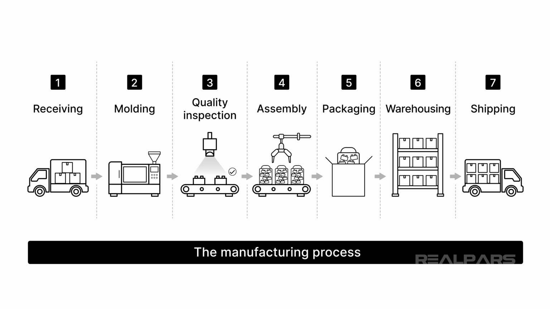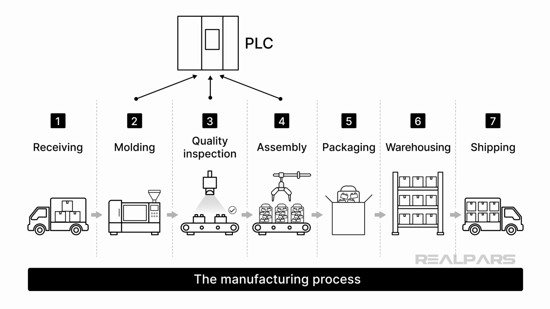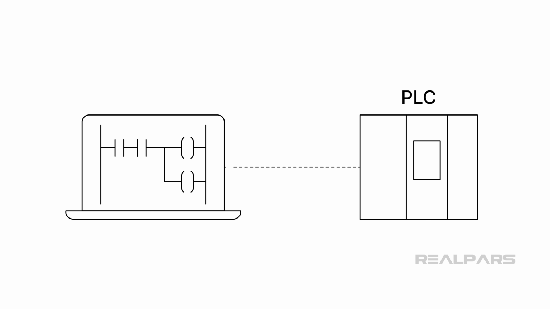One thing worth noting, all of the machines and processes in this factory, like the molding machines, the conveyors, and the assembly robots, are controlled by programmable logic controllers, or PLCs. PLCs are the backbone of industrial automation.